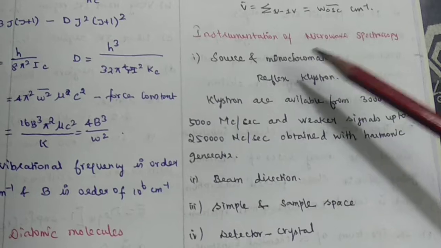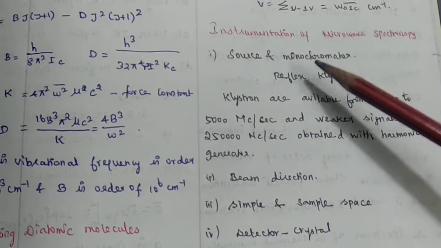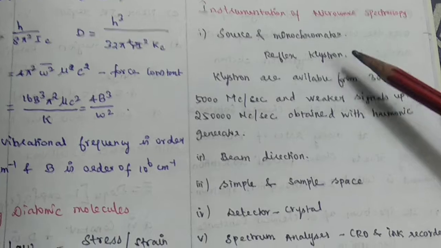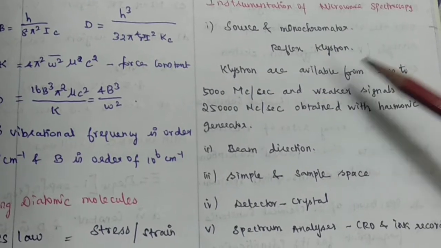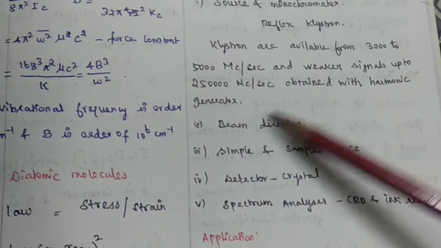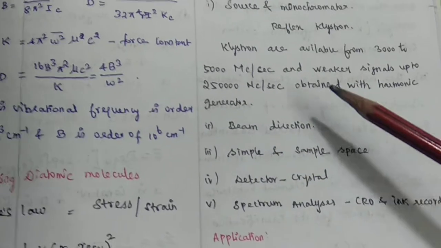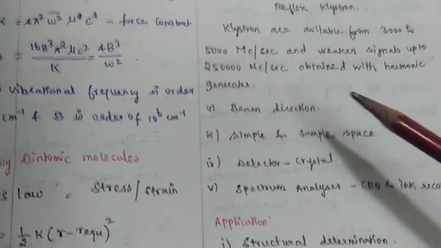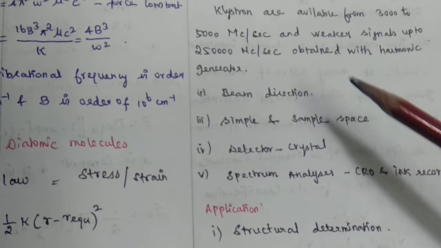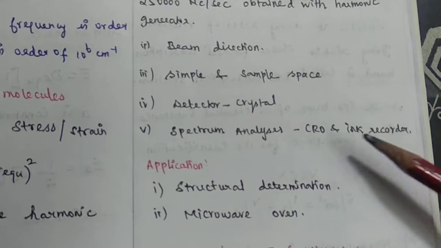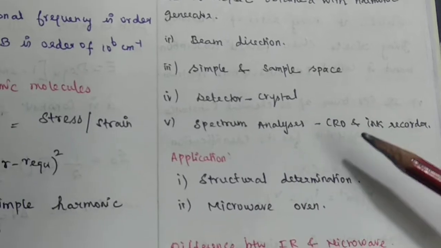Then what are the instrumentation of microwave spectroscopy? First one, source and monochromator. What is the source? Then reflex klystron. So these are also readily available from 3000 to 5000, and the weakest signal up to the available values. Those cases are obtained in the harmonic generator. Okay. So next beam direction, then sample and sample space, then detector, then spectrum analyzer by using CRO and ink recorder.